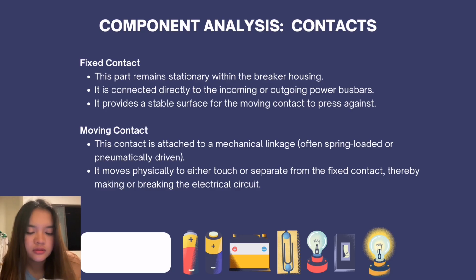A typical circuit breaker assembly consists of two distinct types of contacts that work in tandem. The first is the fixed contact. This part remains stationary within the breaker housing. It is connected directly to the incoming or outgoing power bus bars. It provides a stable surface for the moving contact to press against.